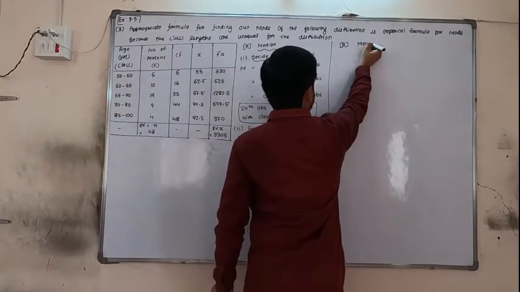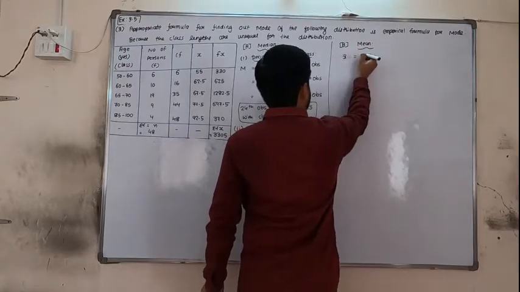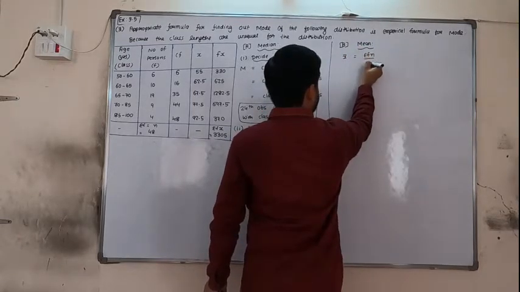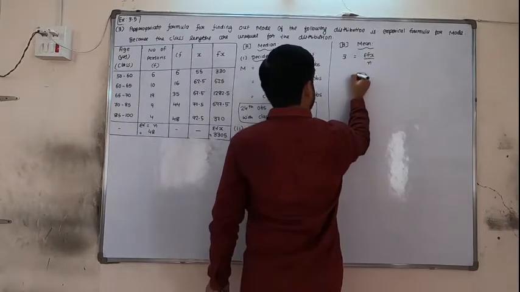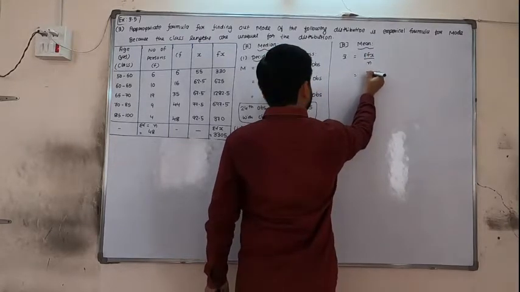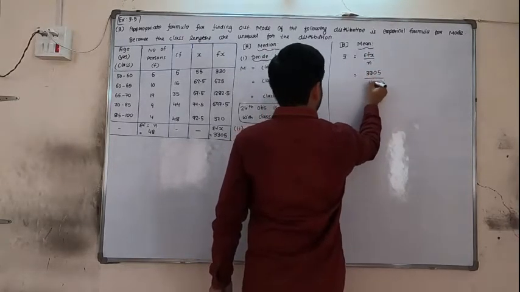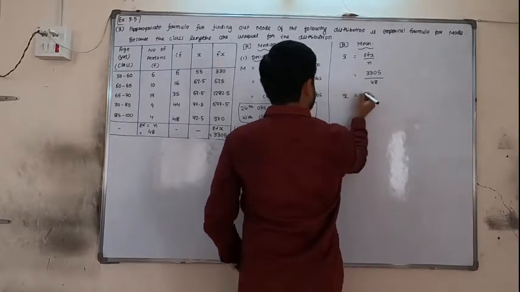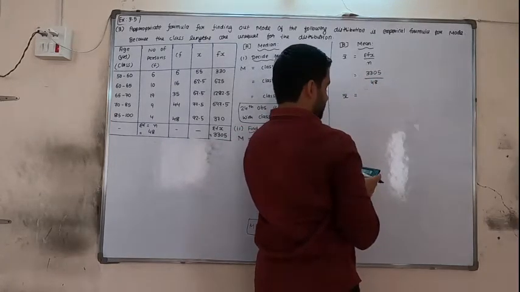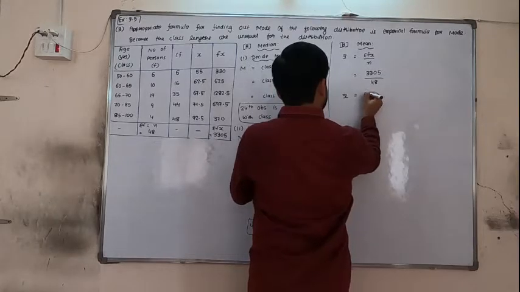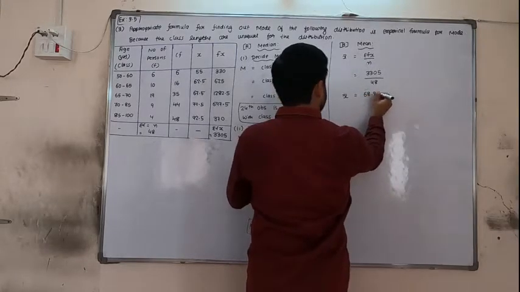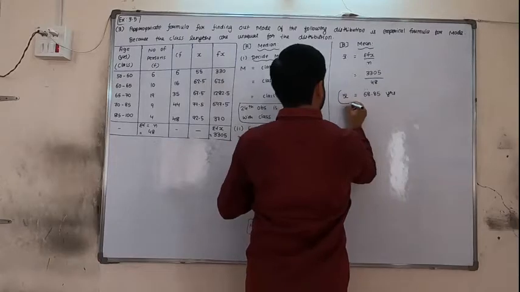Mean. X bar is equal to sigma fx upon n. X bar is equal to 3305 divided by 48, which is 68.854, so 68.85 only.